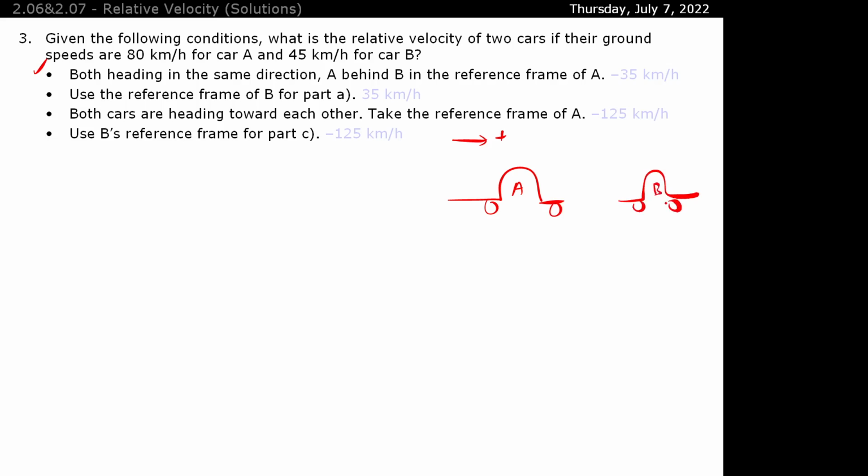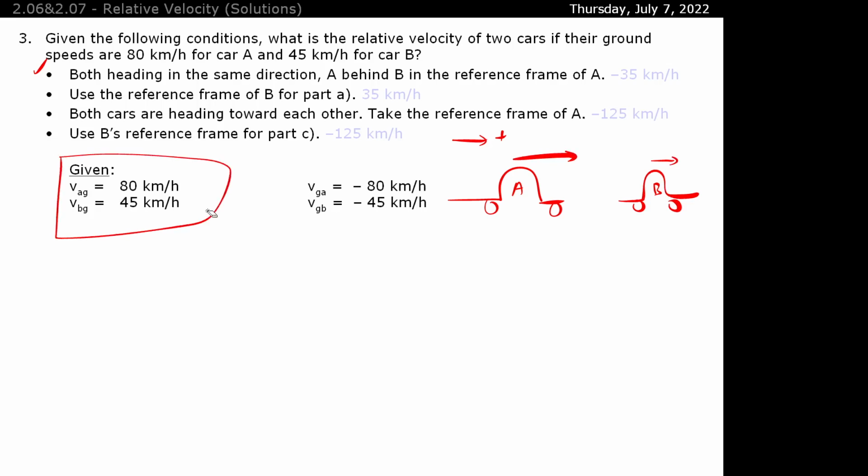But car A is traveling a lot faster. So car A is traveling a lot faster and car B is traveling quite a bit slower. Starting off with our givens, I hope this part over here makes sense, but there's also this other subset of givens, and let me just explain what this is all about.